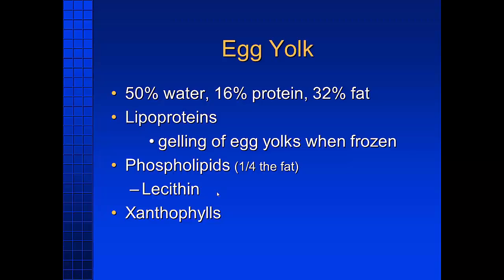Lecithin being probably the most frequently occurring of the phospholipids, but there are several other phospholipids that are also very functional as emulsifiers. The phospholipids are, of course, responsible for keeping that fat suspended throughout the egg yolk instead of having it separate and rising to whatever the top of the egg would be.